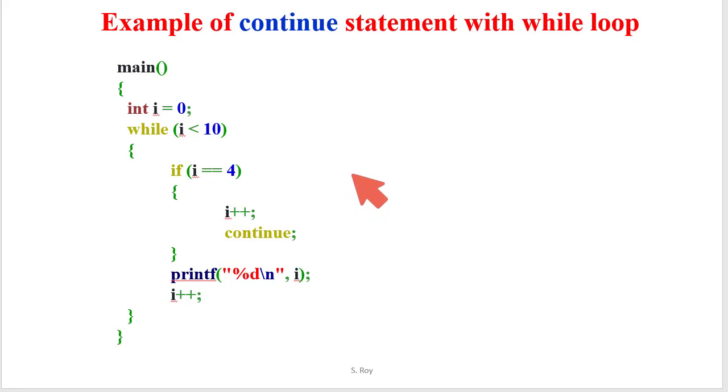This is the same program with a while loop. Initial value of i is 0. While i is less than 10, means 0 is less than 10, this is providing true. It enters into the while block. If i is equal to 4, now i is 0, 0 is equal to 4, this is providing false, so it is not entering into the if block. It is directly printing the value of i, which is 0, and increments the value of i, so now i is 1.